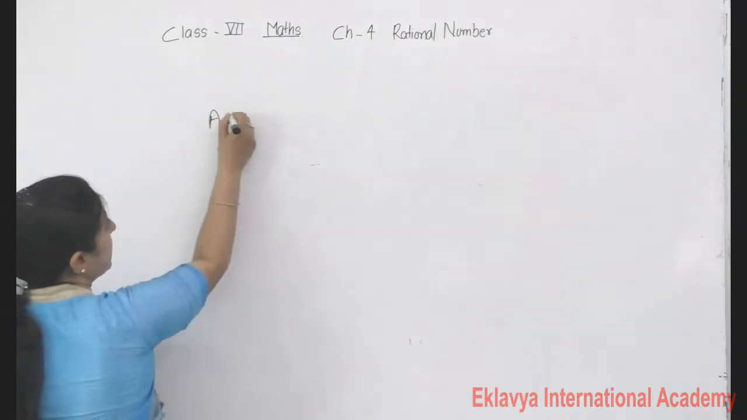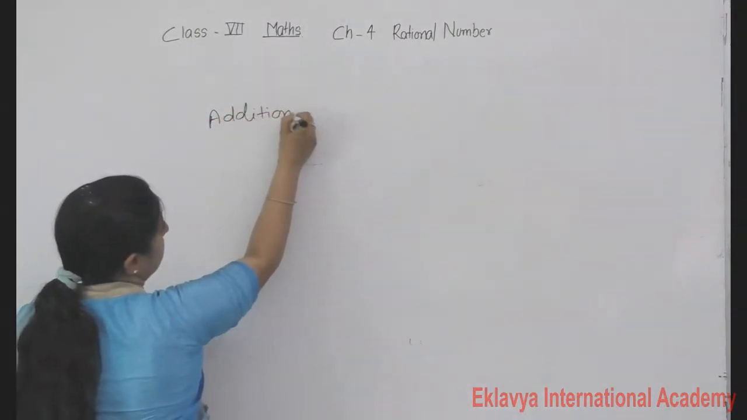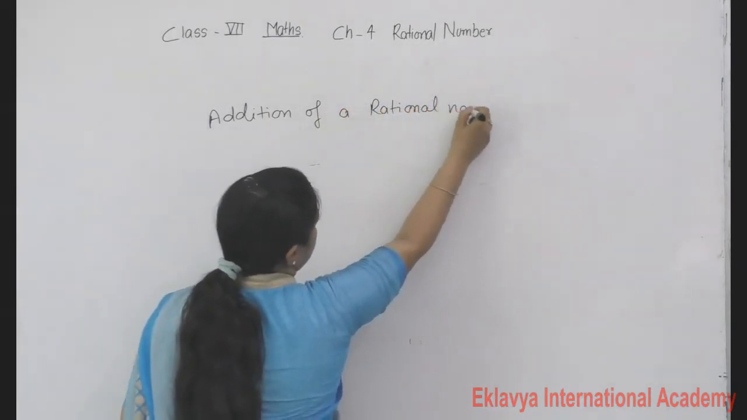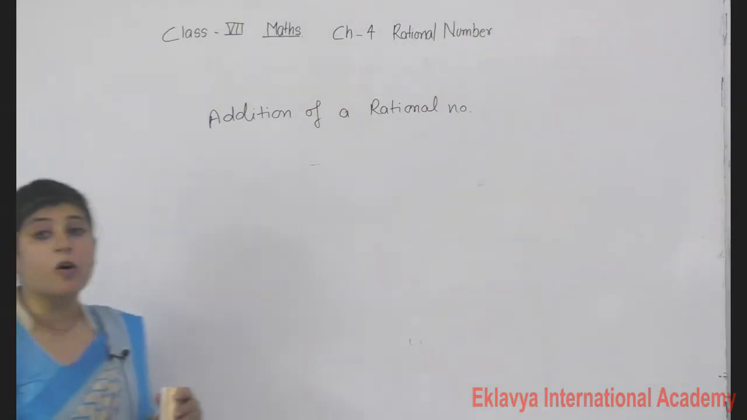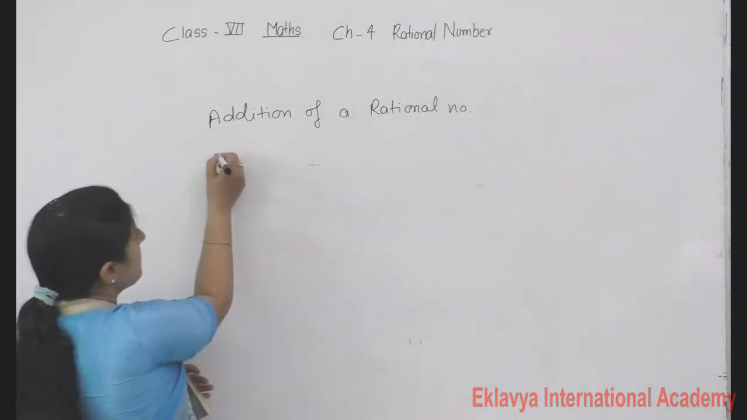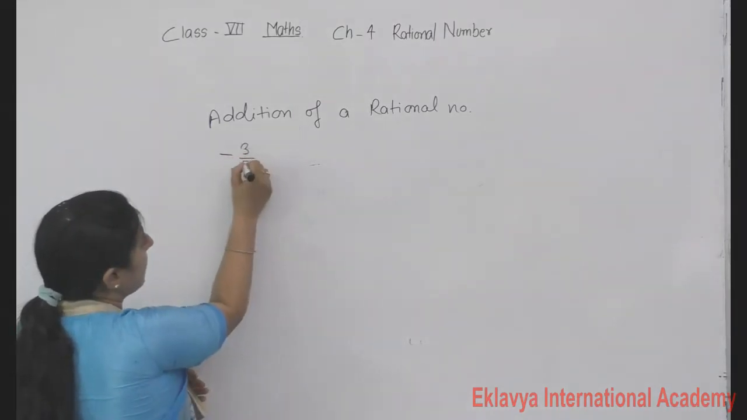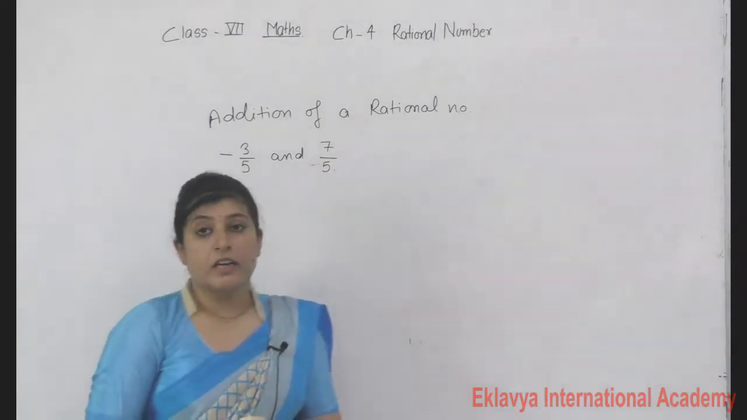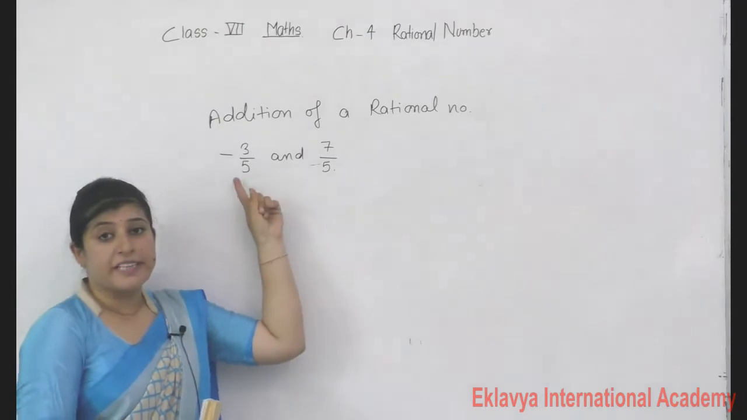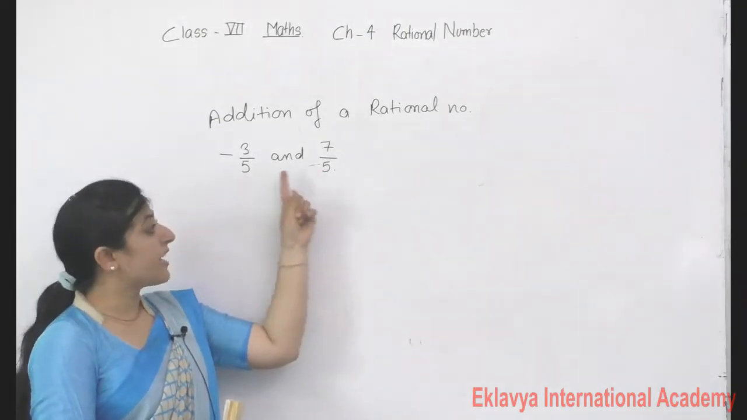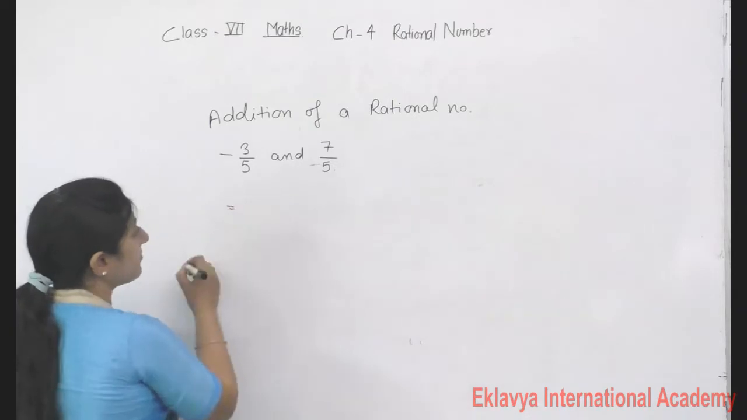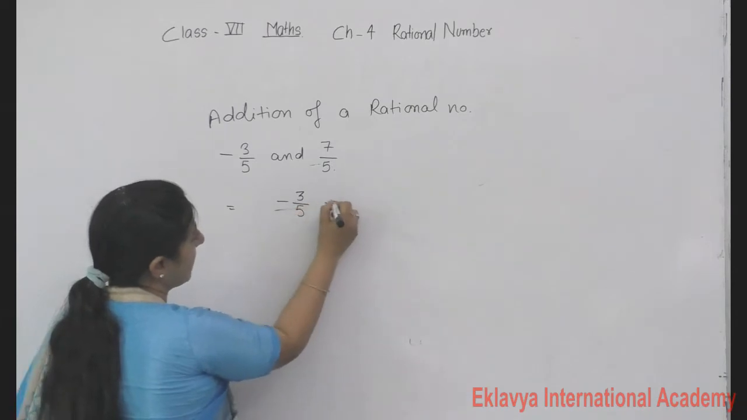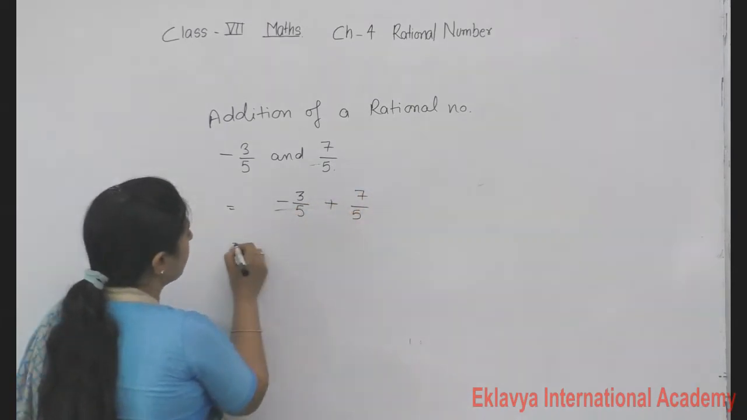See, addition of rational numbers. How to add two or more rational numbers? Suppose we write down minus 3 by 5 and 7 by 5. In this type of example the denominator is the same, this 5, this also 5. So, how to write it? Firstly, minus 3 by 5 plus 7 by 5.